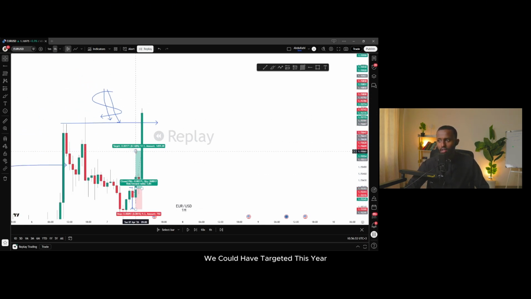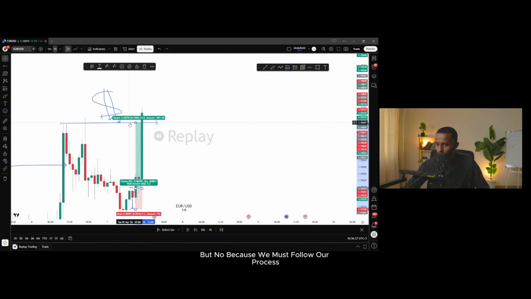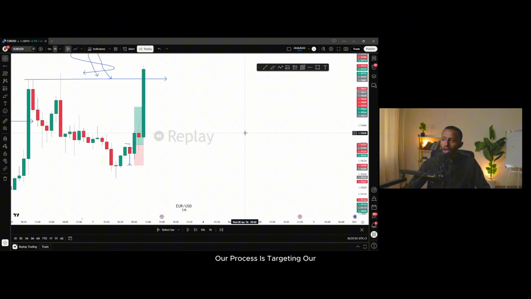We could have targeted this here because that's what we wanted, but no, because we must follow a process. Our target is always predefined. Our stop loss is always predefined.